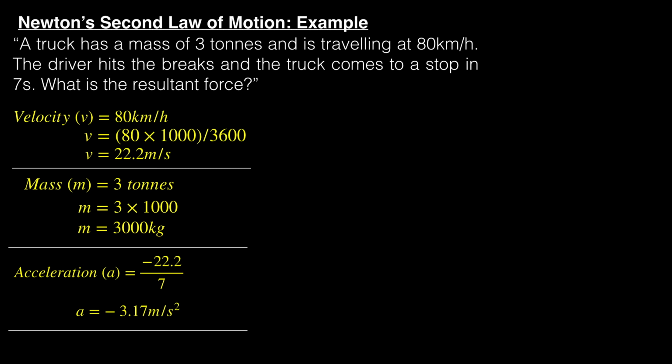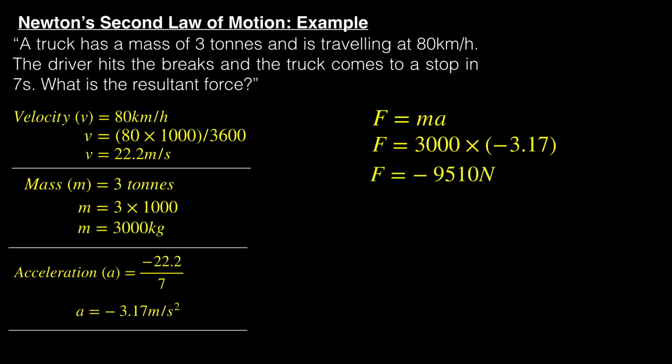Then, simply using Newton's second law, which again is F equals ma, we can substitute our values in. So F is equal to 3,000 times negative 3.17, which gives us F is equal to minus 9,510 newtons. Note the negative sign here. This just shows that the resultant force that brings the truck to a stop is in the opposite or opposing direction to the truck's forward motion.